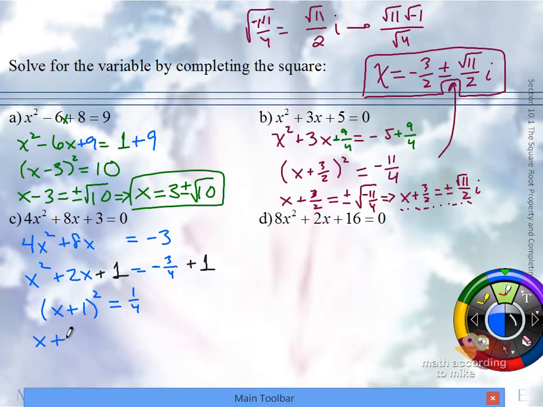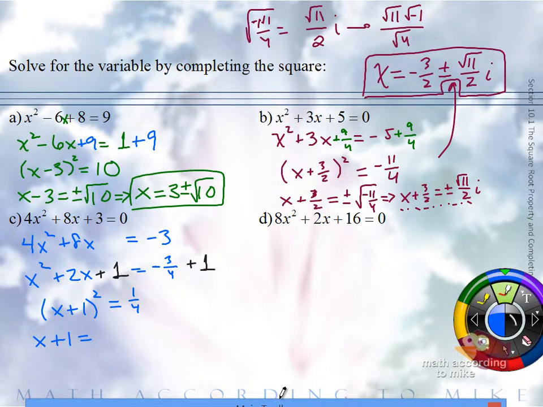We get x plus 1 equals square root of 1/4. What is the square root of 1/4? So we have x plus 1 equals plus or minus 1/2. Subtract 1 from both sides. Put it in front of the plus or minus.